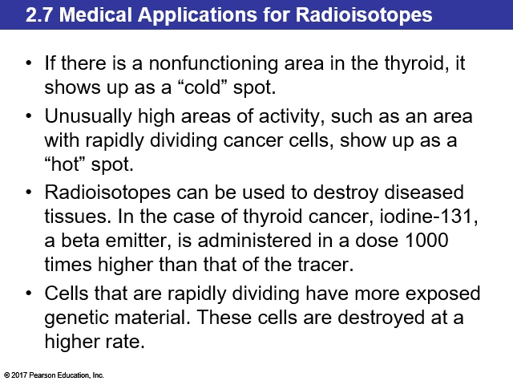Additionally, we can use radioisotopes to destroy diseased tissue. So we could use a more energetic form of iodine, iodine-131, a beta emitter, and that could be used to treat thyroid cancers. Again, cells that are rapidly dividing have more exposed genetic material. So they're constantly replicating their DNA, and these cells are destroyed at a higher rate by radioactive compounds. This is one of the reasons why we use radioactivity to treat cancer.